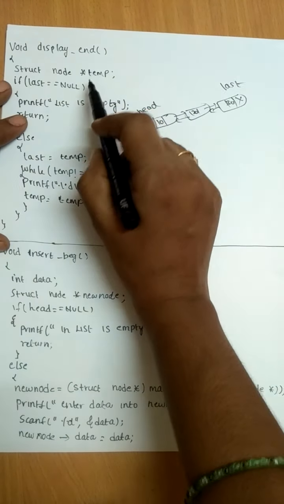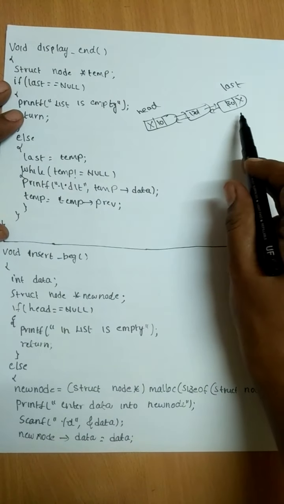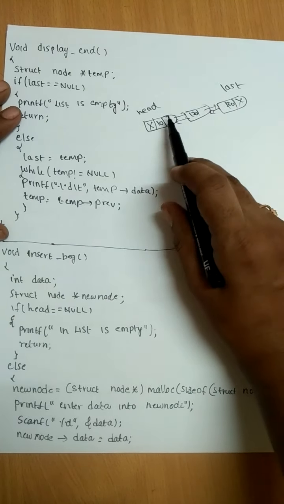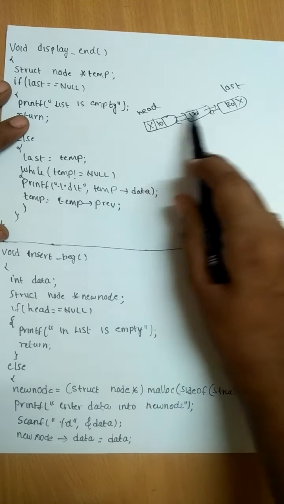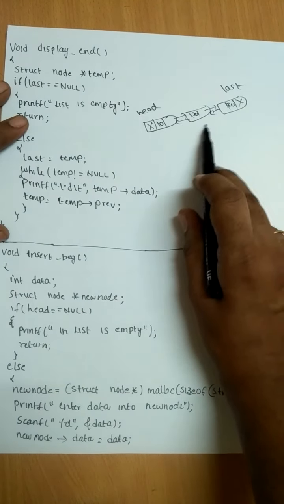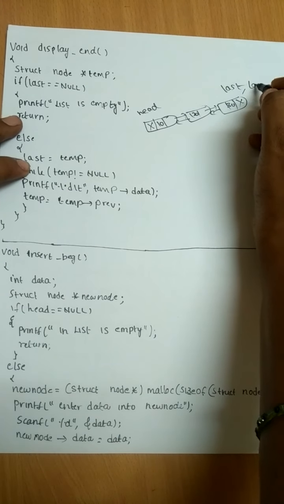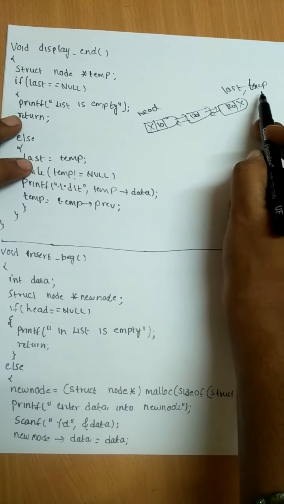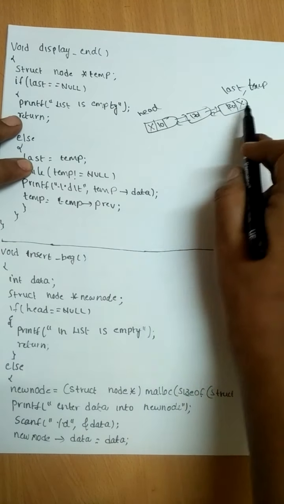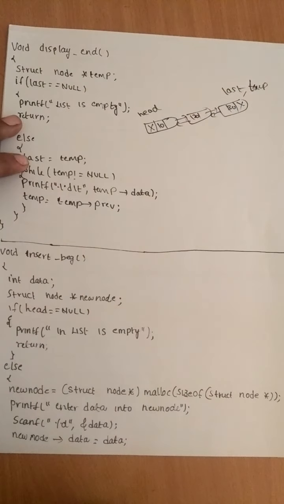Okay. Similarly, declare a temporary node and check if last is null. If last is null means no nodes in our list, so print that the list is empty. Otherwise, if last is not null, then some nodes are there in our list. What we have to do? Assign last to temp. That means temp and last are both pointing at the same node, that is last.